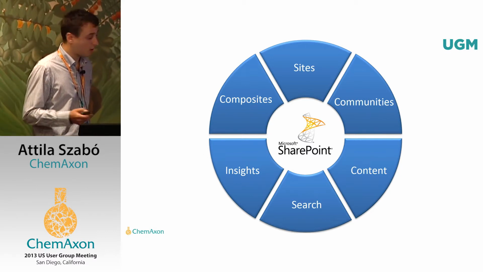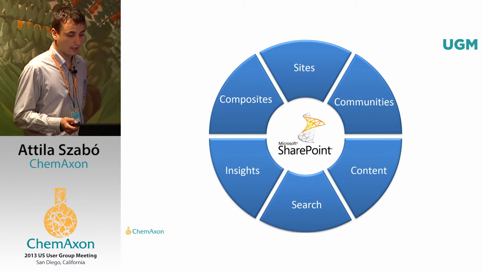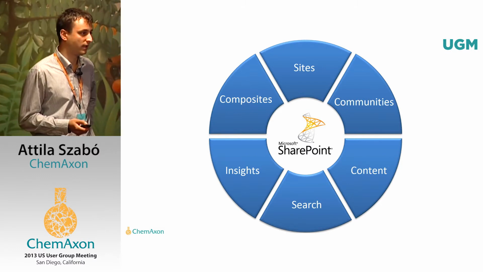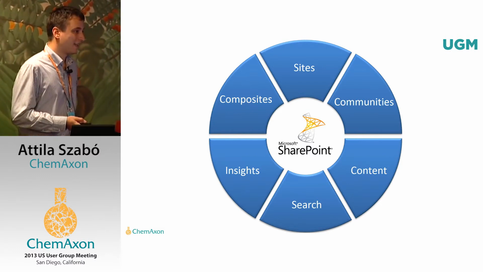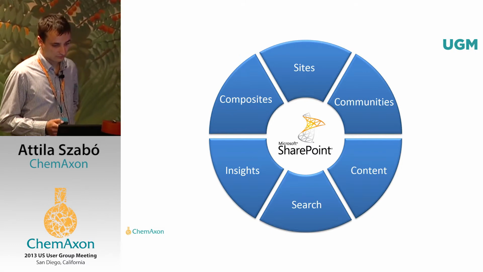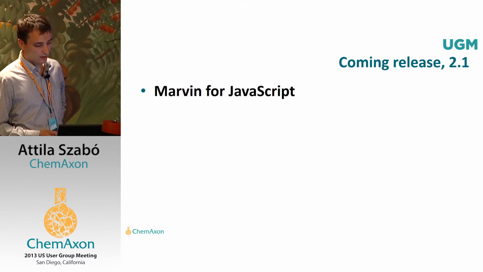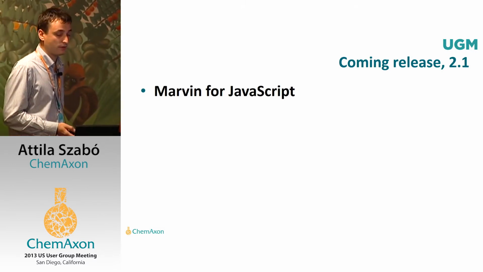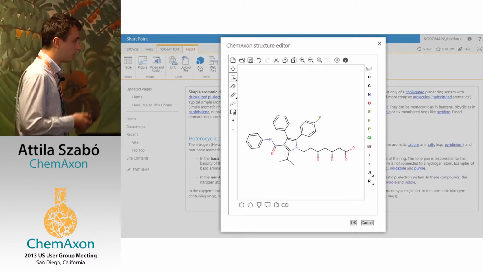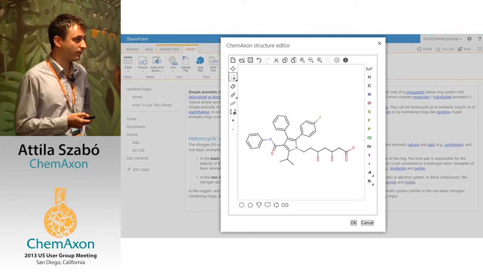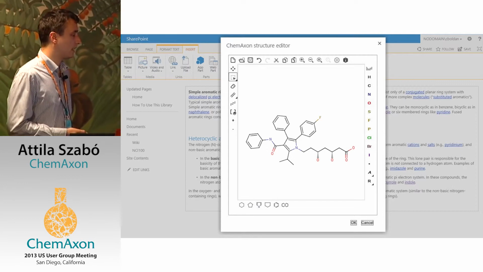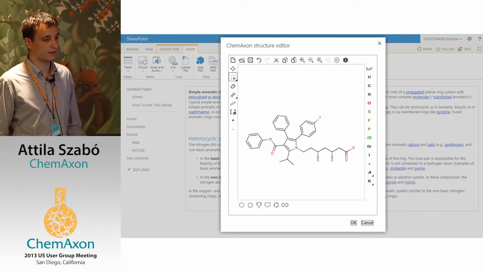I'm almost at the end. Just let me go through quickly what's coming in the next release, which is going to be 2.1. It's not been synchronized yet with other ChemAxon products. So Marvin for JavaScript will be introduced here as well. Here is a screenshot of it, which is a bit special since it's been taken in SharePoint 2013, which is under testing by the developers and probably will be supported early next year.